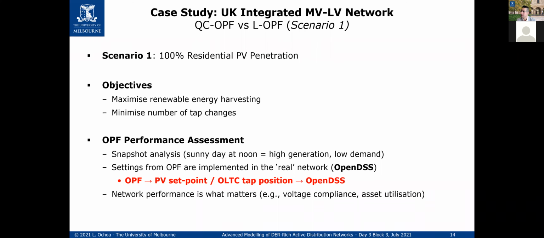There's a question here for Edwin. Dynamic behavior could limit the hosting capacity, in which cases are dynamic states needed? Yeah, dynamic behavior can actually be embedded as a constraint as well, Edwin. As I mentioned, fault levels, harmonics. If you can formulate what the constraint is, you can actually put it in the OPF as well.